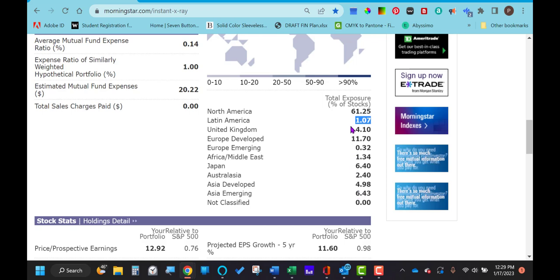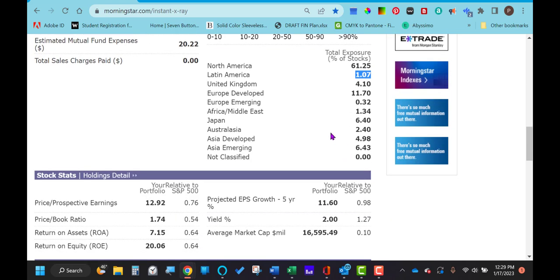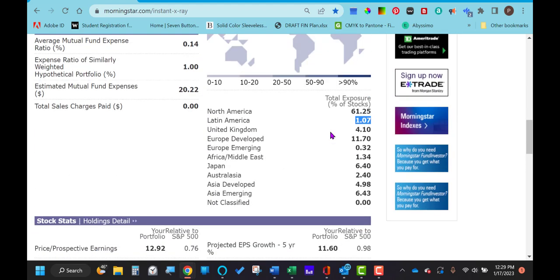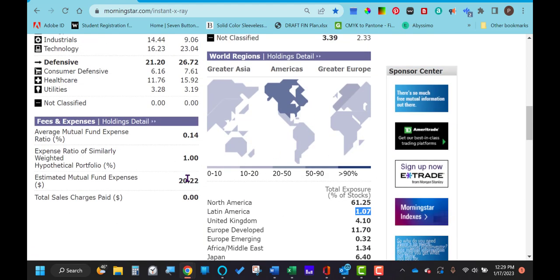I personally like to keep this emerging market percentage to around 5%. It's a bit higher than that, but this is my daughter's portfolio, so I'm willing to take a little more risk for her.